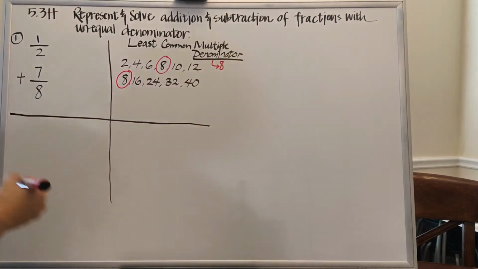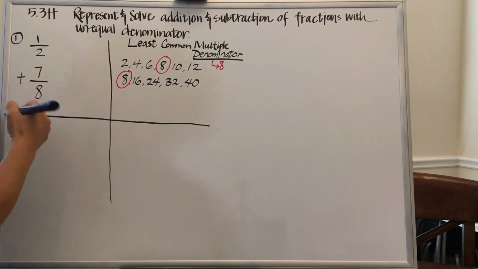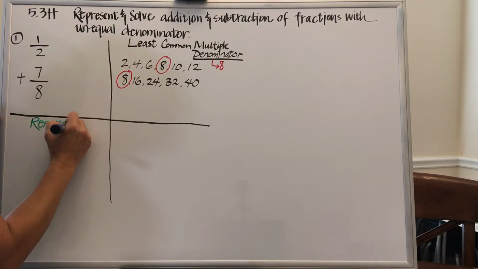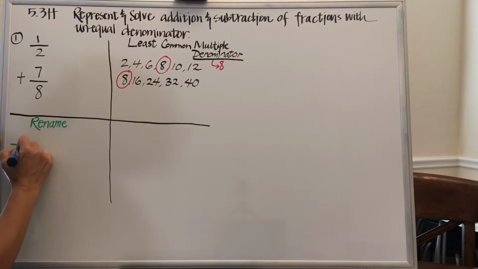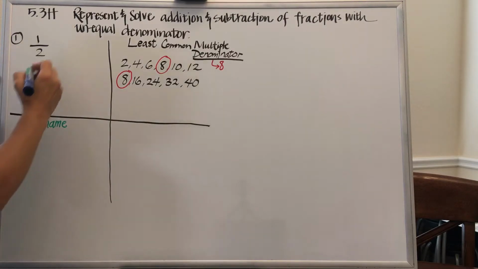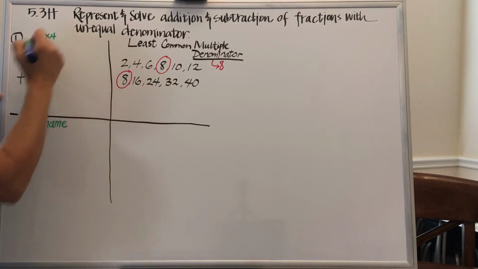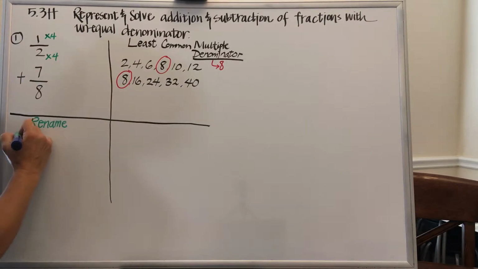Okay? So our next step, we're going to rename these fractions. Instead of having a denominator of 2, we're going to rename this 2 into 8. How do we go from 2 to 8? I'm going to write out 2 times 4 is 8. So therefore, what I do to the denominator, I must do the same thing to the numerator. 1 times 4 is 4. So 1/2 just got renamed to 4/8. 7/8 already has a denominator of 8. Therefore, there's no reason to rename.